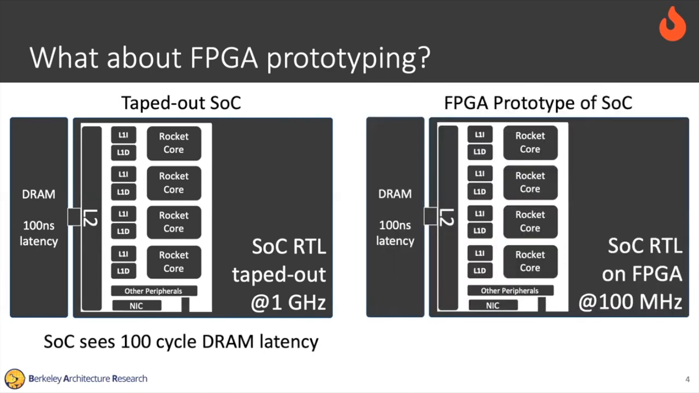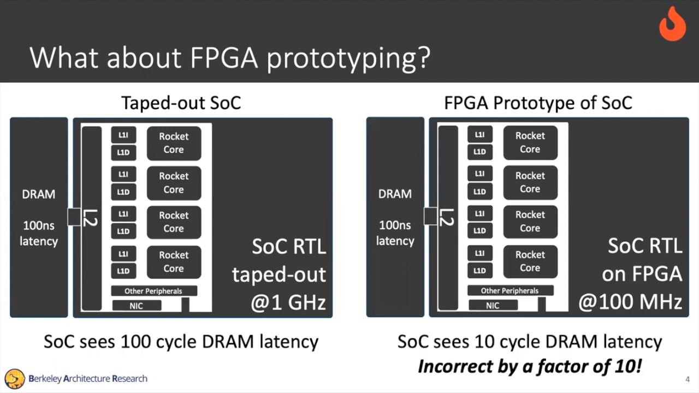But if you build an FPGA prototype using the same RTL, it's obviously going to run much slower on the FPGA, right? Let's say 100 megahertz. But that FPGA is still attached to the same physical DRAM with, let's say, 100 nanoseconds of latency. So now if you run software on this thing, right, you're going to see 10 cycles of DRAM latency. So your memory system performance is off by a factor of 10, which is pretty bad.